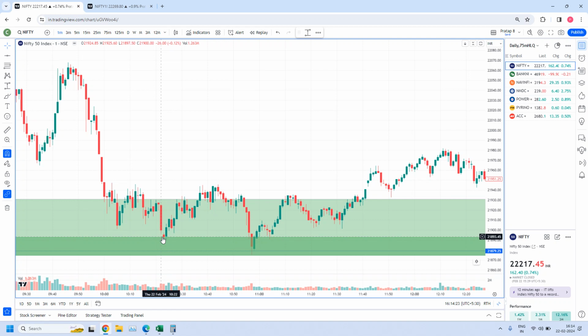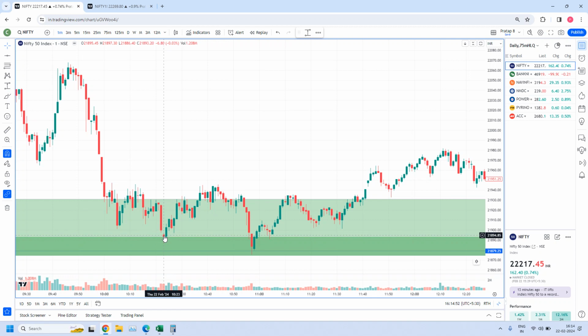Then how to plan our trade? When prices reached this, our entry zone, exactly at that time, whatever the price is in the futures chart, with that price you take the trade. Okay, when it reached this particular location at 10:23.